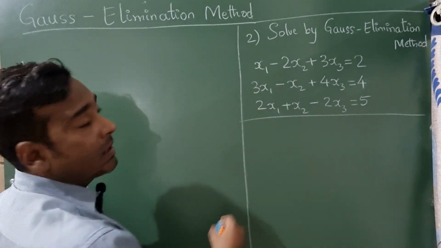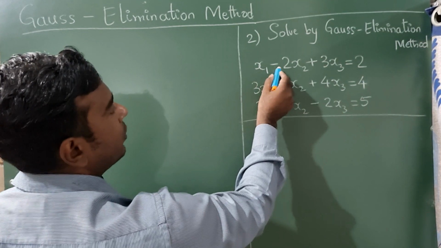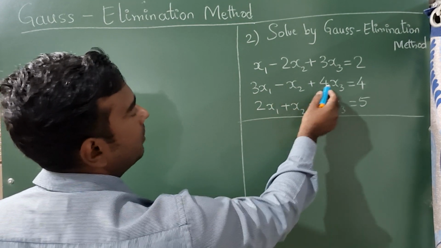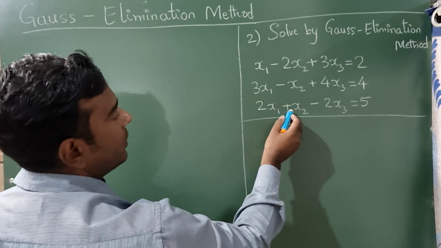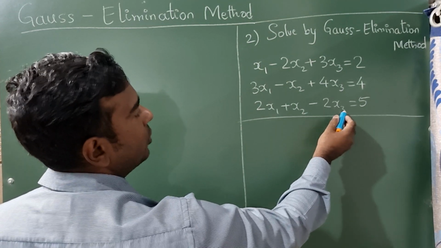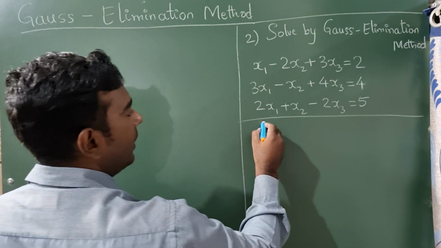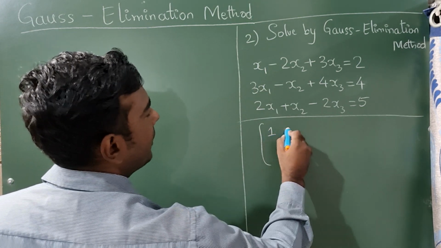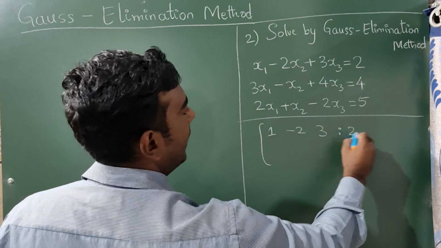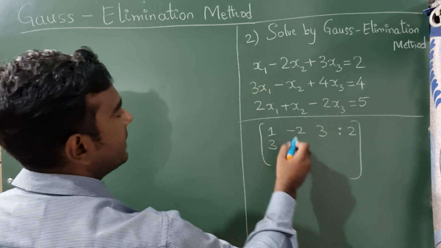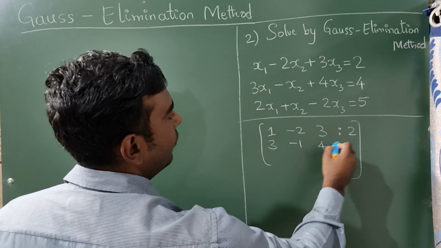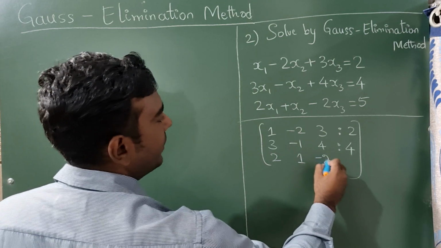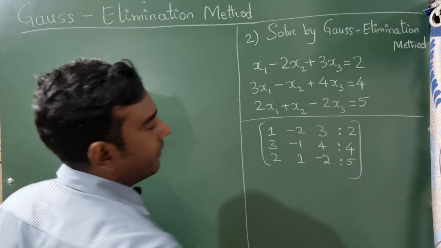Now the second question is, solve by Gauss elimination method: x1 minus 2x2 plus 3x3 is equal to 2, 3x1 minus x2 plus 4x3 is equal to 4, 2x1 plus x2 minus 2x3 is equal to 5. Now I'll write it in matrix form. The coefficients of the first row are 1, minus 2, 3 and 2. Here the coefficient is 3, minus 1, 4 and 4. And here 2, 1, the coefficient is 2, and 5.